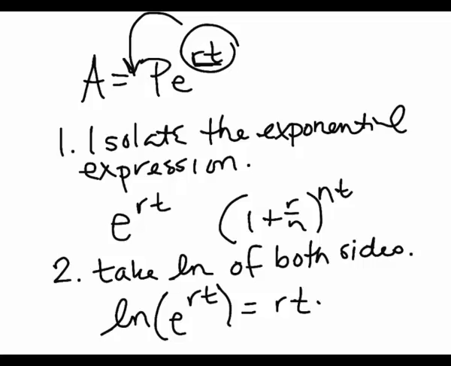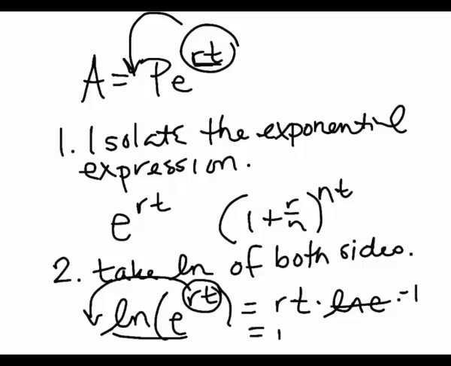Now, what's so great is you have ln of e, so the rt came up front, and you still have ln of e. Well, the natural log of e is just 1, so you're really just left with rt, and you can solve for either variable.